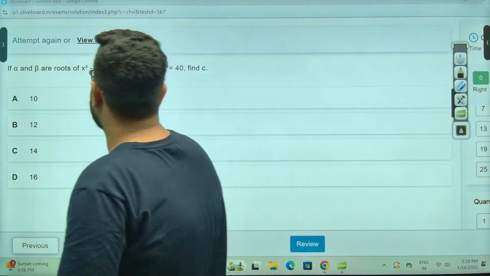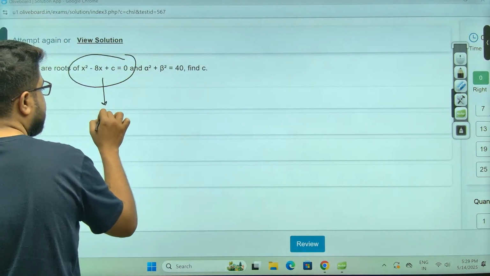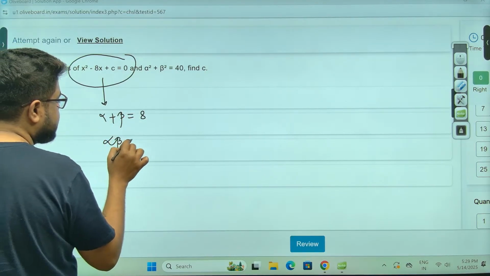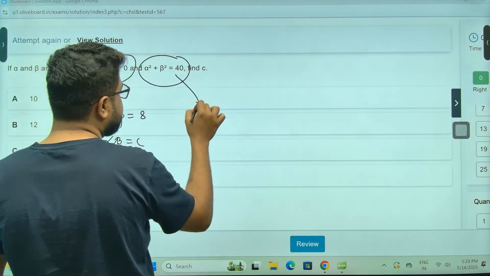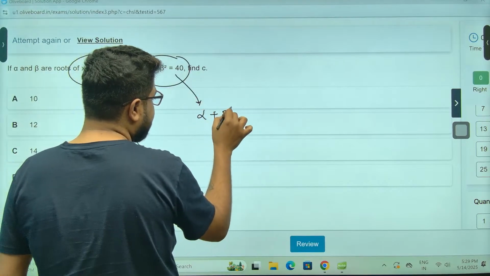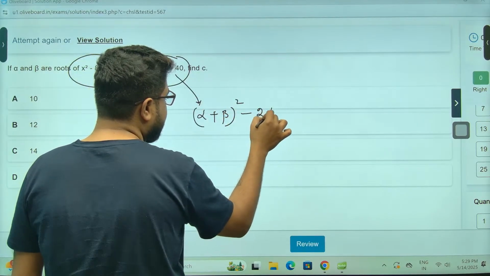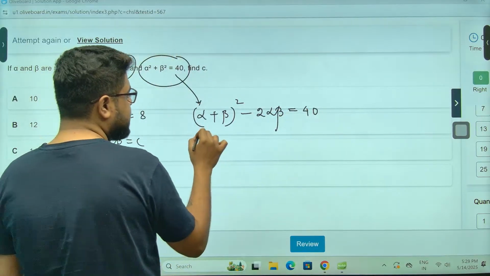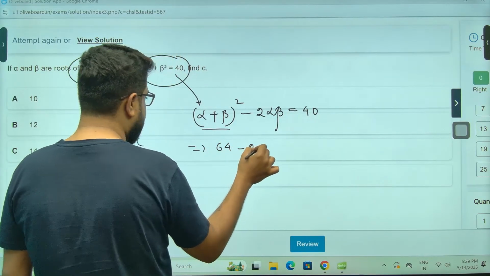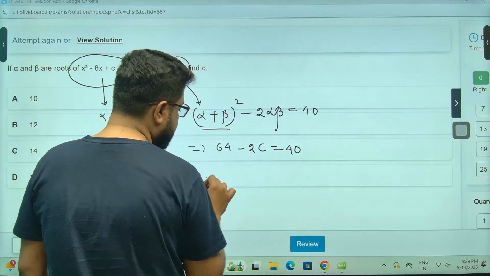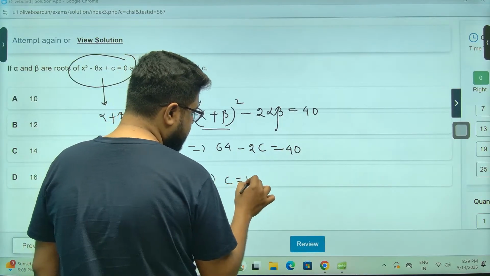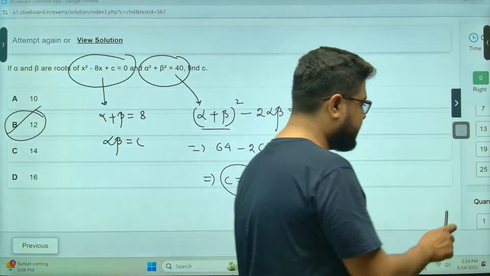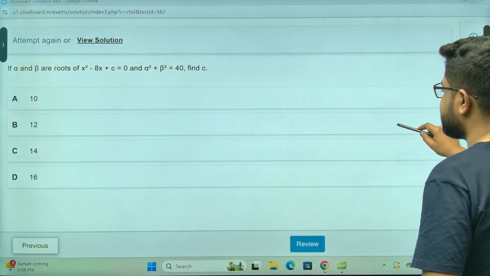Alpha, beta are the roots of this. That means alpha plus beta is 8. Alpha into beta is C, sir. This is given: alpha plus beta whole square minus 2 alpha beta, that is given as 40. From there, you will get the value of C. This is 64 minus 2 alpha beta, and alpha beta is C. So the value of C is 12. Option B is the answer. Option B is most definitely the correct answer, sir.